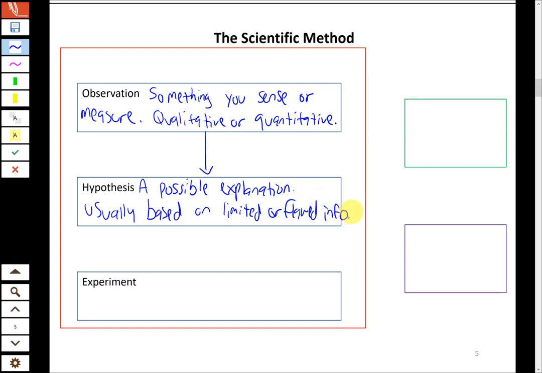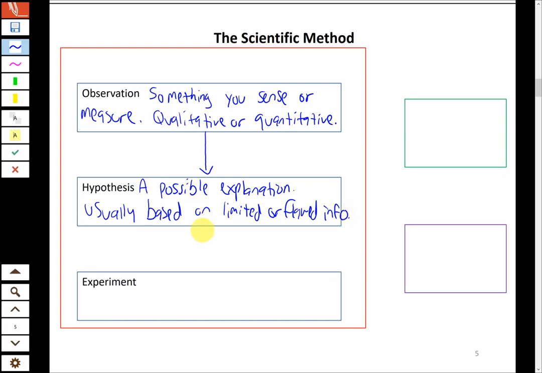But especially when we're doing science, for real, at the level that you guys will be doing it in your lab, we have background information. We have knowledge that's already built up that we use as part of our hypothesis. We're not just throwing things out of nowhere. So a hypothesis is an explanation for that, and usually it's based on flawed or limited information. So it's not usually correct, but it's something that you can test.